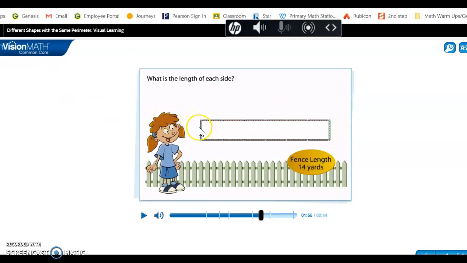So if we look, these two sides are each worth 1 yard. And then 6 yards for the top, 6 yards for the bottom. So we have 6 yards, 1 yard, 6 yards, 1 yard.